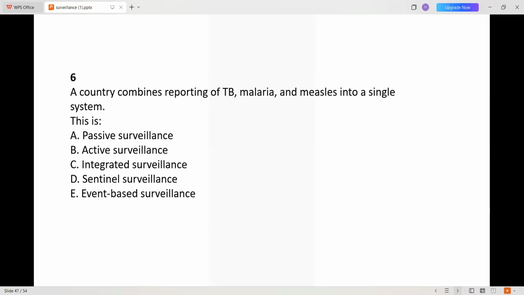MCQ number 6. A country combined reports of TB, malaria, and measles into a single system. This is A. Passive surveillance, B. Active surveillance, C. Integrated surveillance, D. Sentinel surveillance, E. Event-based surveillance. C, integrated. Yes, C is the right option.